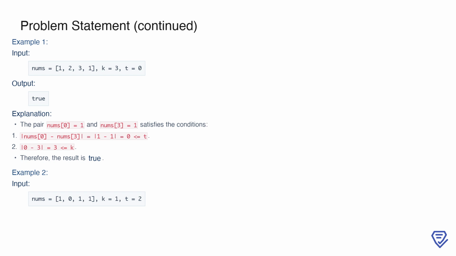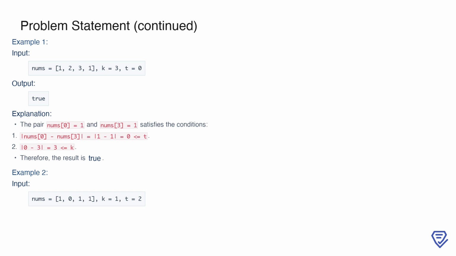The output is true. This is because the pair of values nums[0] equals 1 and nums[3] equals 1 satisfies both conditions. The absolute difference between these values is |1 - 1| equals 0, which is less than or equal to t. Additionally, the absolute difference between their indices is |0 - 3| equals 3, which is less than or equal to k. Since this pair meets all the requirements, the output is true.